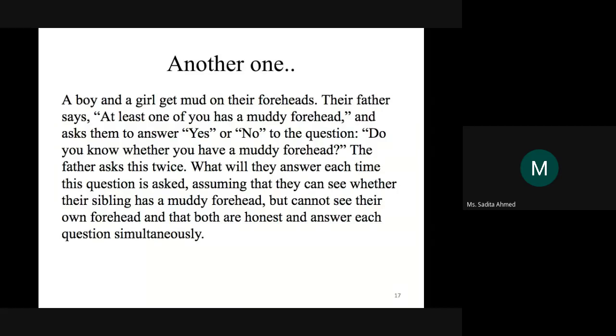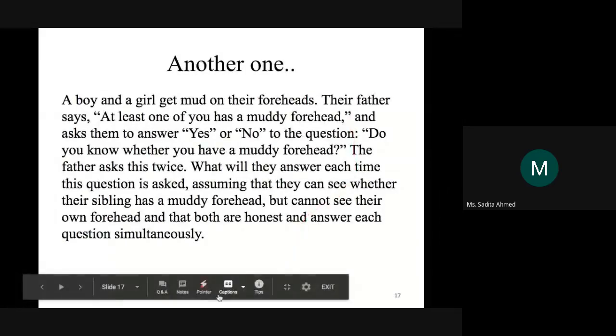So the first time, both of them will say no. We've talked about this, but I might have missed something, and it might not be clear to some of you. So if that is the case, then you need to ask now. Is this clear to everybody that the first time the dad asks a question, both the boy and the girl will say no? Does it make sense to everybody? Yes, ma'am. Okay, cool. All right. Now let's move on to the second part.